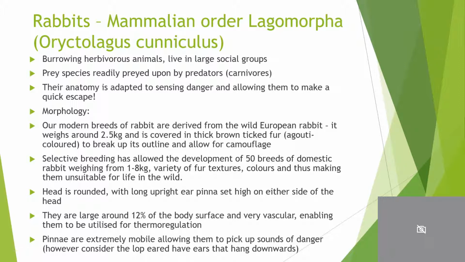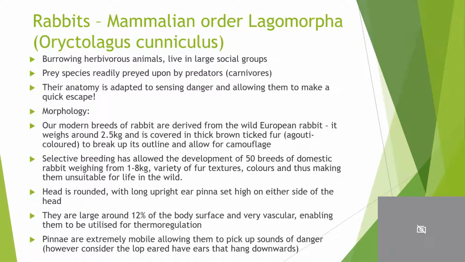Our modern breeds of rabbits are derived from the wild European rabbit. It weighed around 2.5 kilograms and was covered in thick brown tipped fur, or agouti coloured, and the purpose of this was to break up its outline and allow it to have camouflage. Now, selective breeding over the years has allowed the development of over 50 breeds of domestic rabbits, and they weigh between 1 to 8 kilograms. They have a variety of fur textures, colours, sizes, shapes, ear positions, etc. And unfortunately this makes them unsuitable for life in the wild.